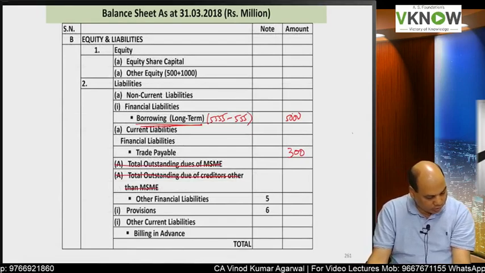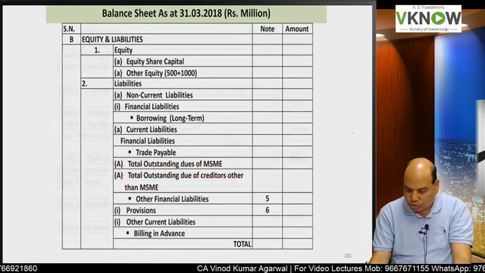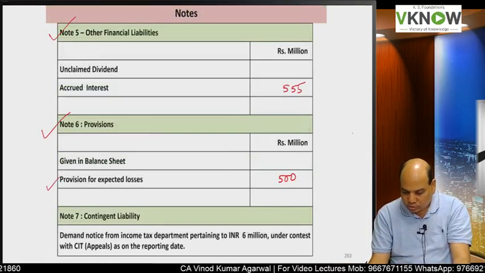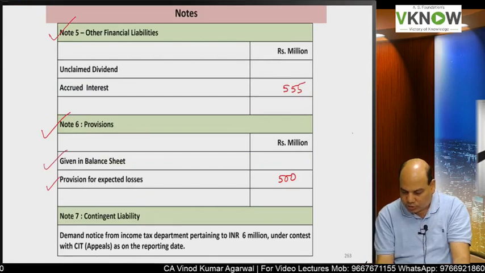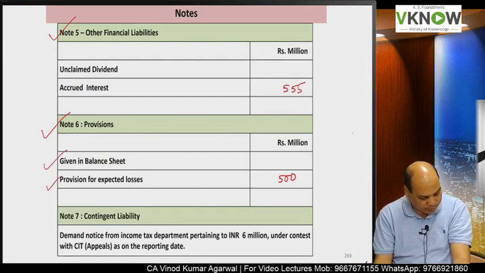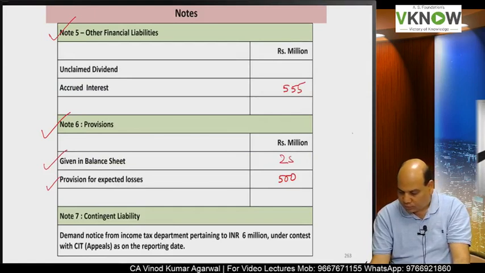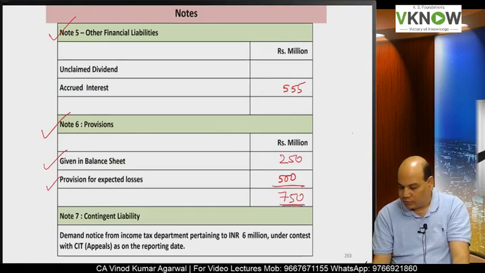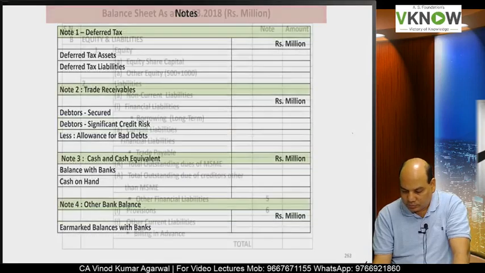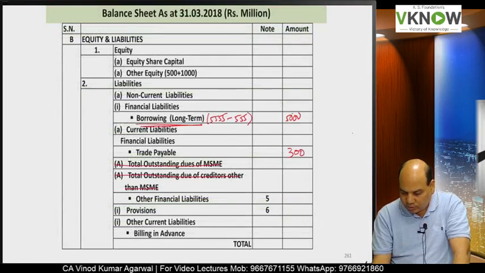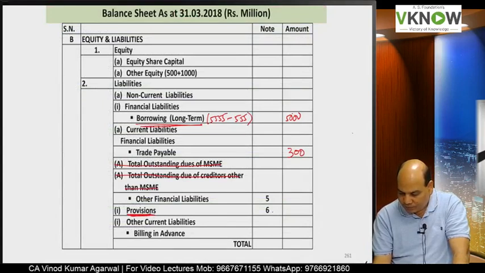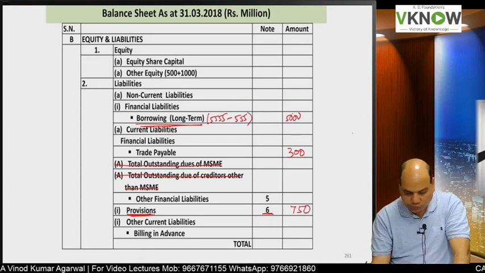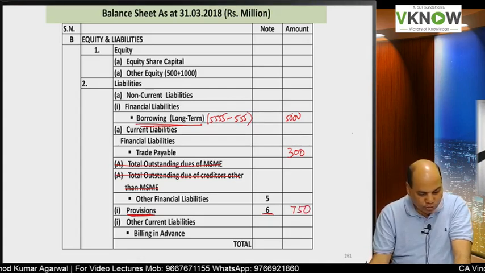300. Short term provision, do we have a note on that? Yes, note number 6. So the provision given in the balance sheet is how much? 250. Take the total: 750. Write 750 in the balance sheet, current liabilities, provisions here, note number 6. How much you said? 750. Back to your question.